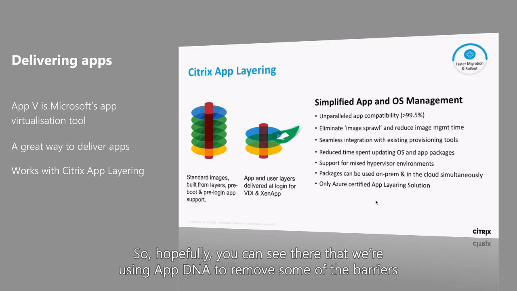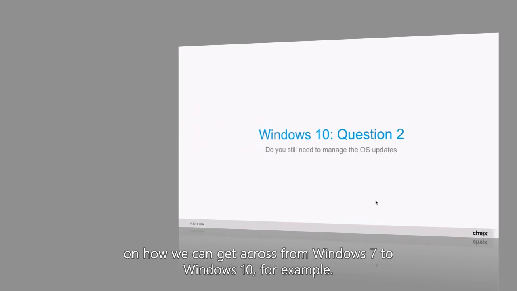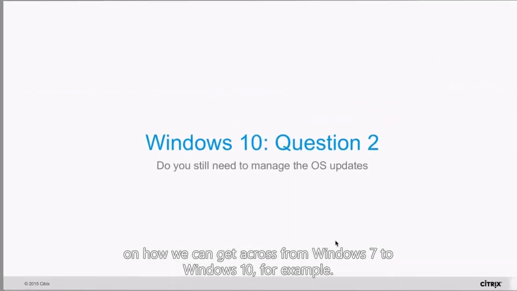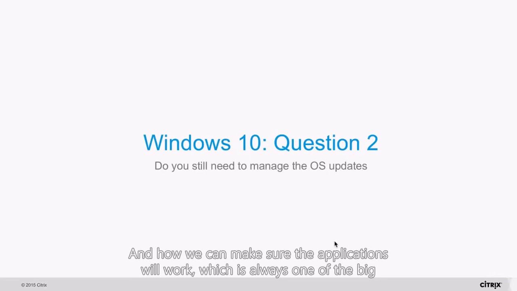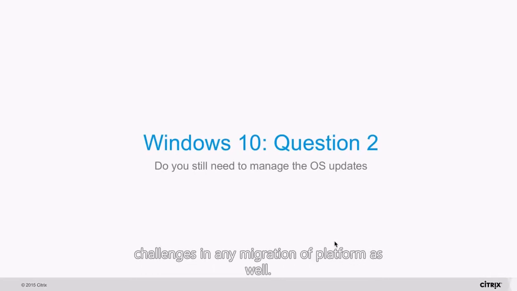So hopefully you can see there that we're using AppDNA to remove some of the barriers on how we can get across from Windows 7 to Windows 10, for example, and how we can make sure our applications work, which is always one of the big challenges in any migration of platform as well.